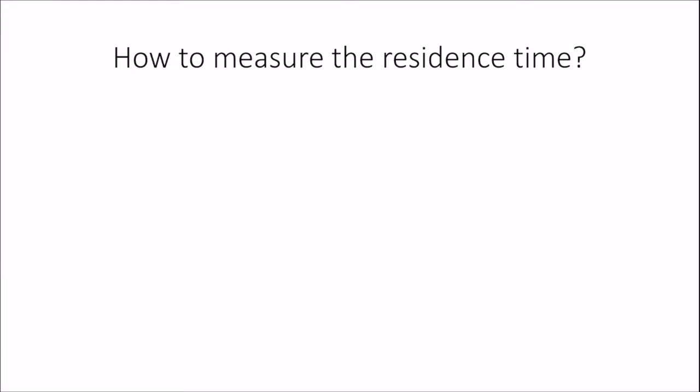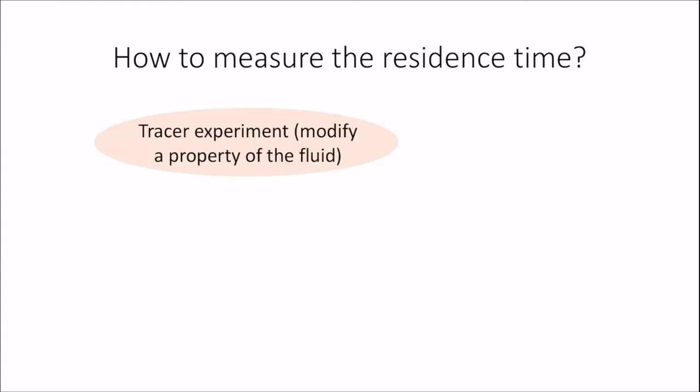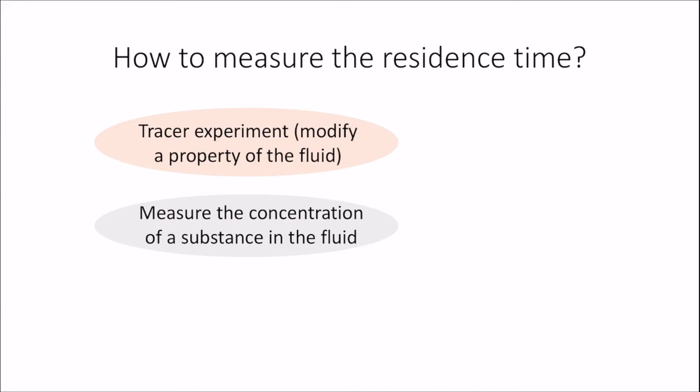We looked at how small mass elements passing through the system change over time. And in order to quantify the residence time distribution of the system, we need to be able to track and measure these small mass elements. But how do we do this experimentally? Well, we can use a tracer experiment where we modify one of the properties of the fluid and measure this property. For example, we can measure the concentration of a non-reactive substance in the fluid.